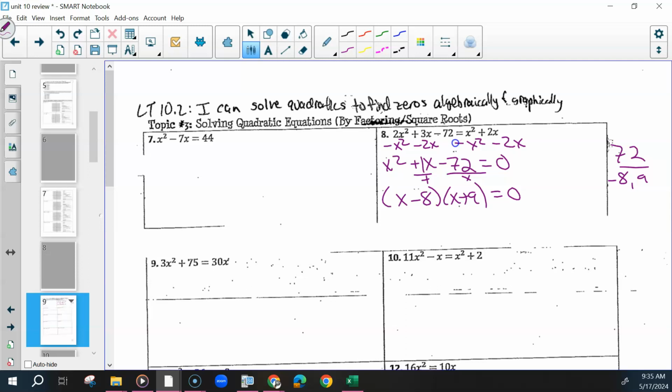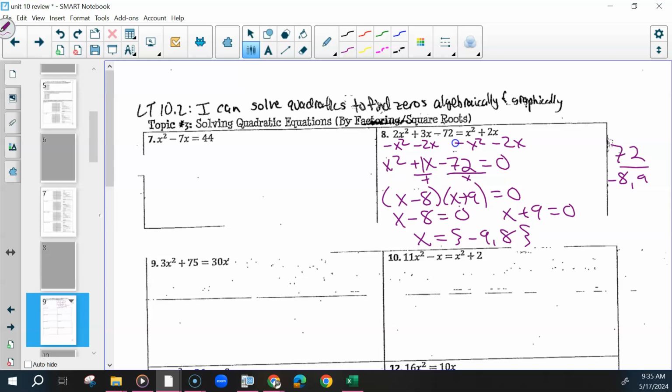I set both factors equal to 0. And then you would solve, or if it's just an x plus a number or x minus a number, it's always going to be the opposite. And you write your final answer in set notation in curly brackets. So the opposite of negative 8, positive 8, opposite of 9, negative 9. And those would be my two zeros.